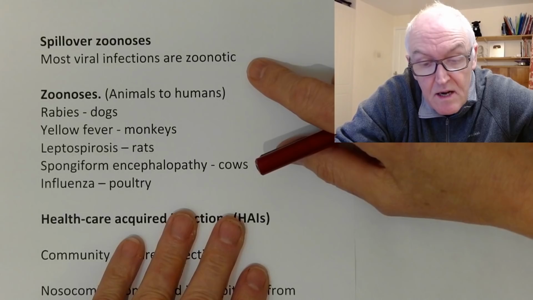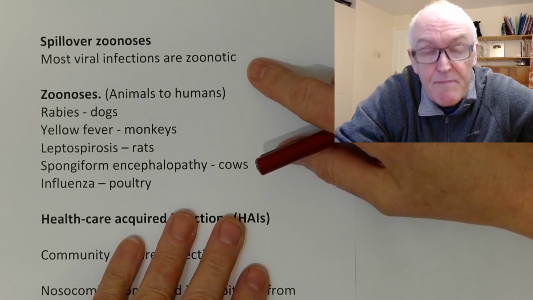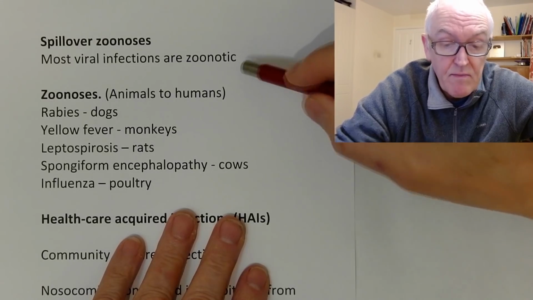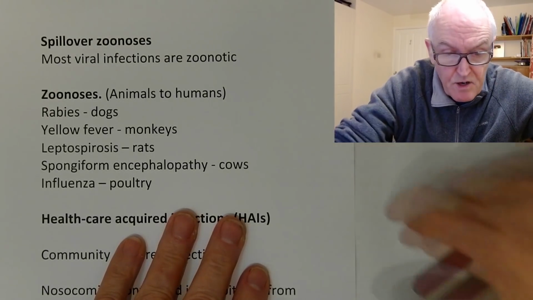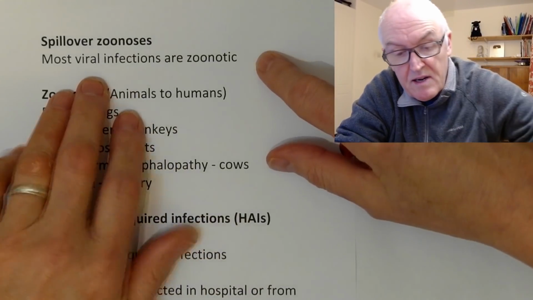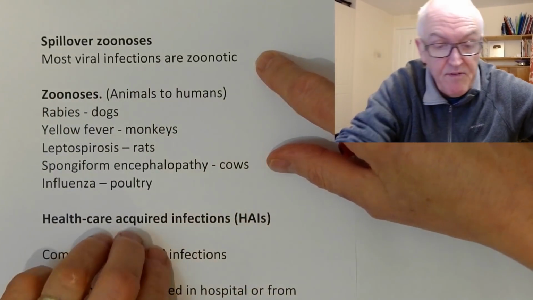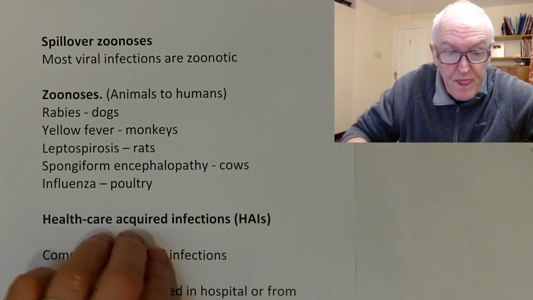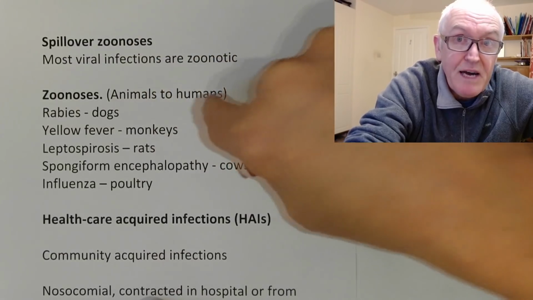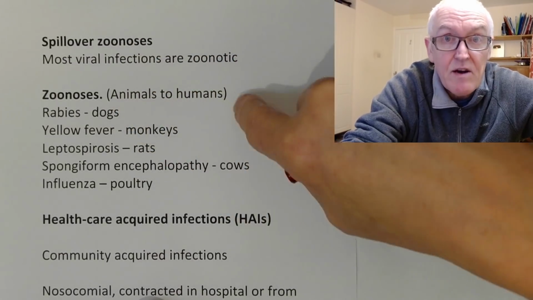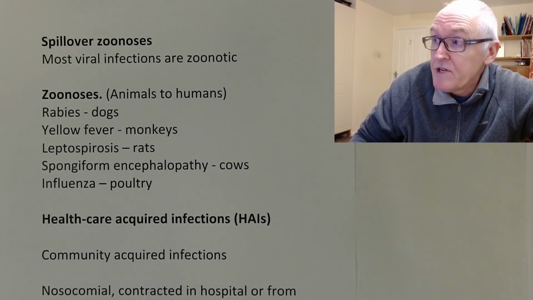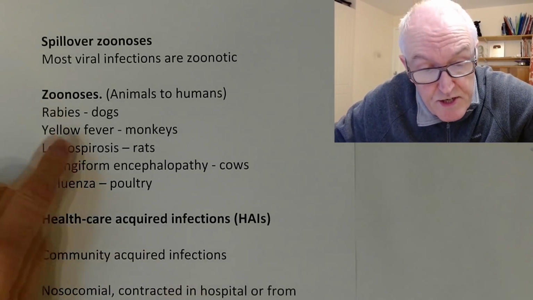Or others have been with humans for maybe thousands of years, but originally probably came from animals. So most viral infections in humans, probably two-thirds of them actually, are zoonotic viral infections at one time or another. So zoonoses is when infection goes from animals to humans, a pathogen, whether it's a bacteria or a virus or a fungus. Usually it will be a bacteria or a virus, goes from animals into humans.